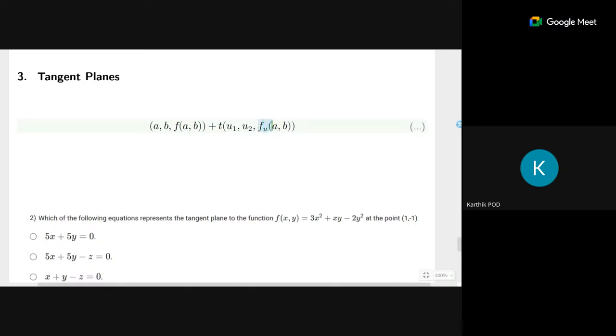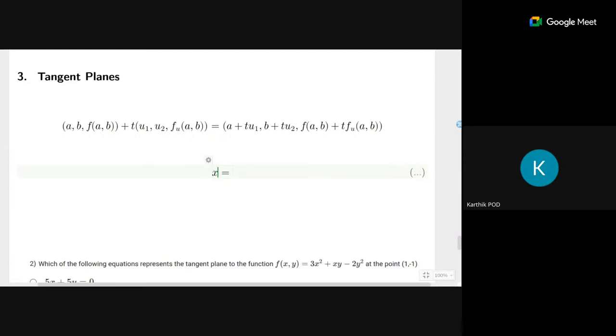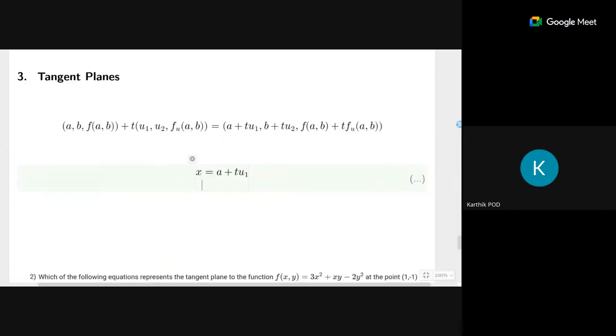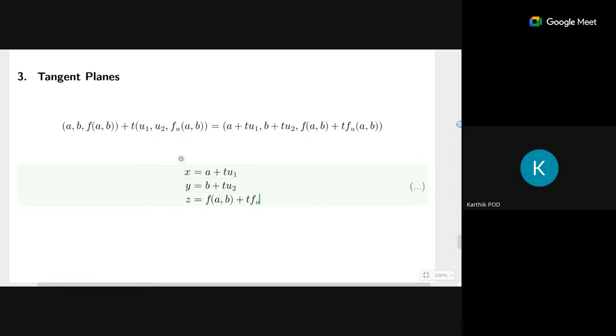So this f_u of (a, b) is what? It's the dot product, right? So we'll now write this down in this format: (a + t u1, b + t u2). Here we are expanding that tangent line to tangent plane form, right? We are trying to get hold of the tangent plane. So I'm just writing it down as a single vector, and we are going to call this x, and this is y, and this is z. Okay, z is what? f(a, b) + t f_u(a, b).